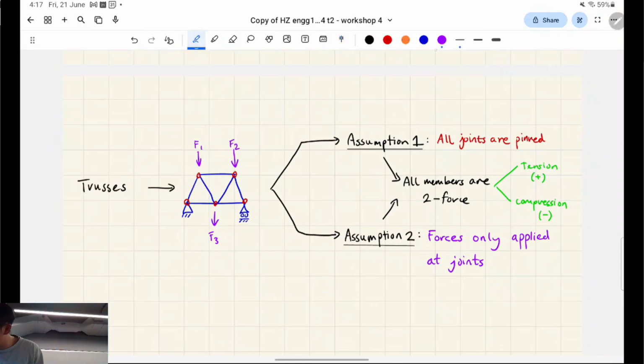Another thing you might want to consider is the reactions are also technically just forces acting at joints, right? But in the form of support reactions. So that assumption still applies for the support reactions, right?